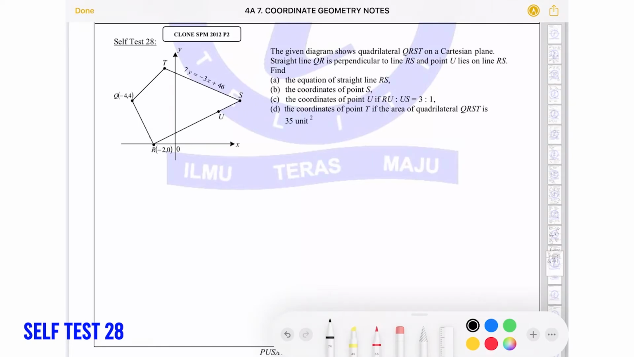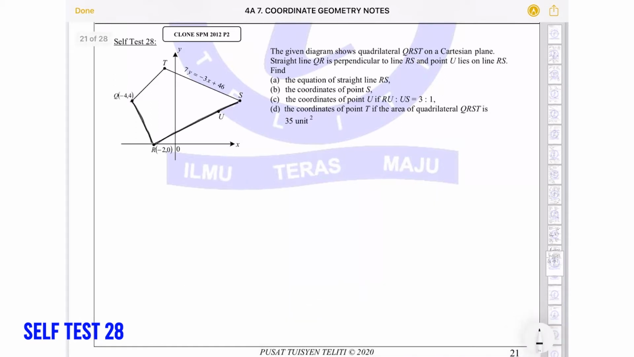Okay, let's look at self-test 28. The first thing I need to do is to find equation RS. And this is quite similar to the question earlier. You can see that QR is perpendicular to RS, so this is 90 degrees here. So let's start by finding gradient of QR. I'll use y2 minus y1, x2 minus x1, negative 2 for QR. Now for RS, m1 times m2 for RS, the result is negative 1.